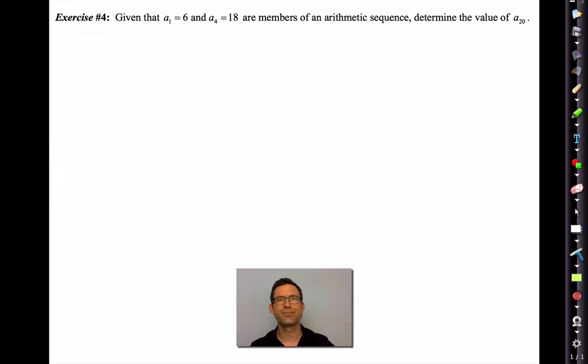Exercise 4. Given A1 is 6 and A4 is 18, members of an arithmetic sequence, determine the value of A of 20. Now, this is a real nice Common Core problem because it's not just plug and chug. You really have to think about it a little bit. So spend some time and think about how you can figure out A of 20 and what you really need to figure out A of 20. So go for it.